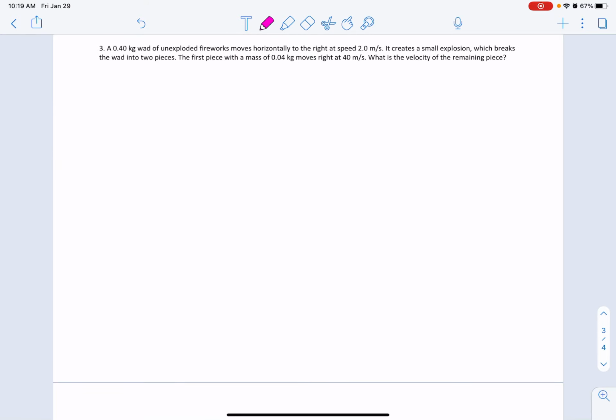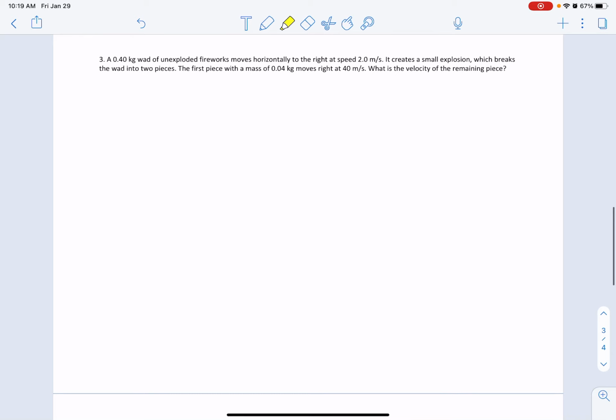We have a 0.4 kilogram wad of unexploded fireworks that moves horizontally to the right at a speed of 2 meters per second. It creates a small explosion, which breaks the wad into two pieces. The first piece moves with a mass of 0.4 kilograms to the right at 40 meters per second. What's the velocity of the remaining piece? Let's start with a sketch.